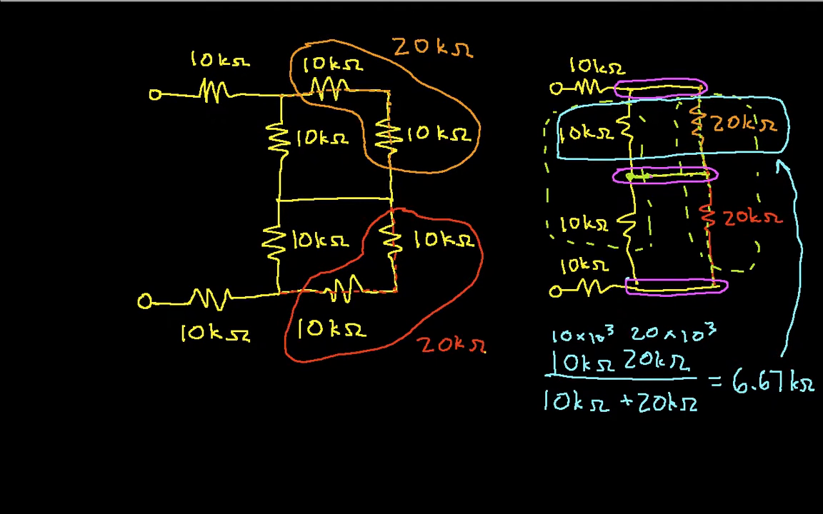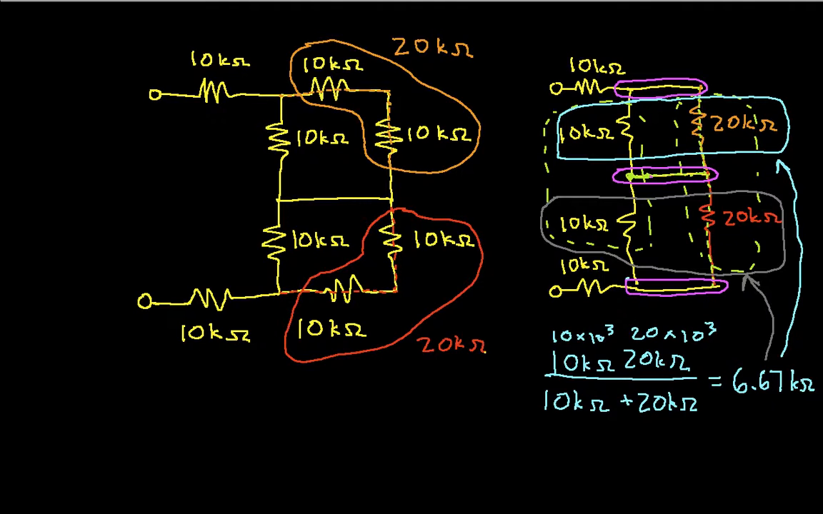If you look carefully, you'll see that there is another combination. We'll do this in gray. We have this combination here, which is also in parallel, in the sense that the 10k ohm resistor and the 20k ohm resistor are both connected between the same two nodes. And so, since it's 10k ohms in parallel with 20k ohms, my computation for the first parallel combination still applies. So this one also has an equivalent resistance of 6.67k ohms.